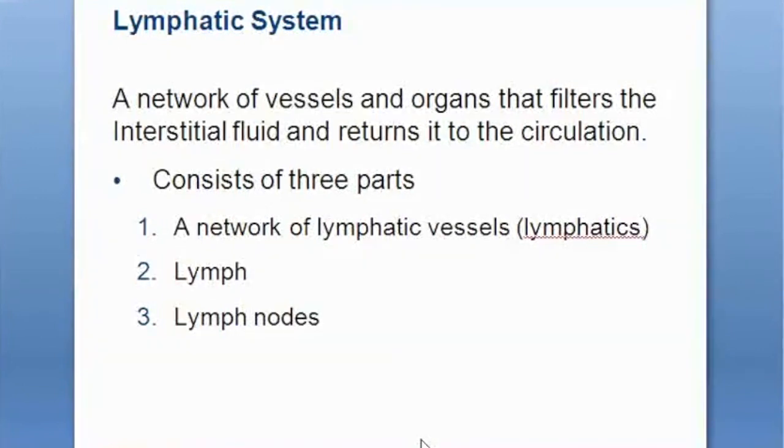Network of vessels and organs. When we think of vessels, we usually think of blood vessels. These are different vessels. These do not carry blood.